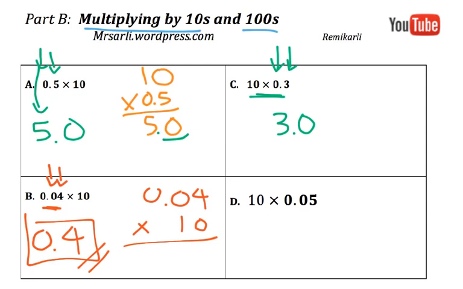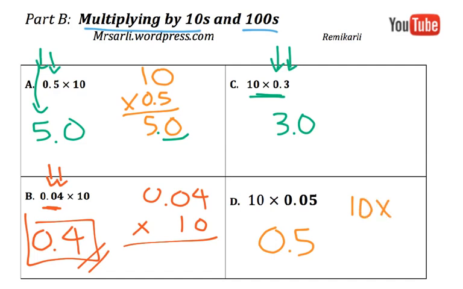And then for D, we have 10 times 5 hundredths. The 5 is going to move from the hundredths place over to the tenths place, and the answer would be 5 tenths.